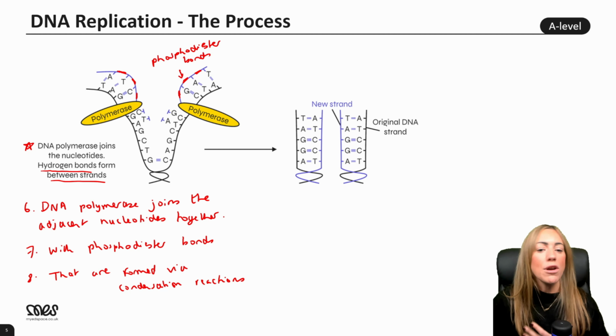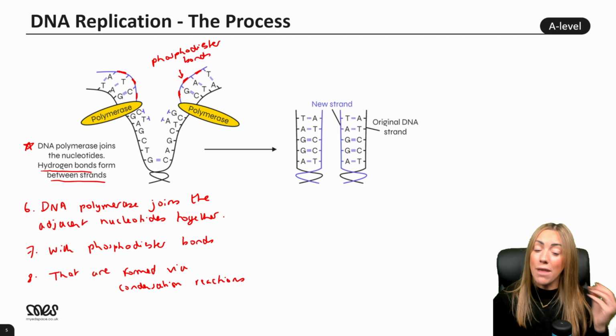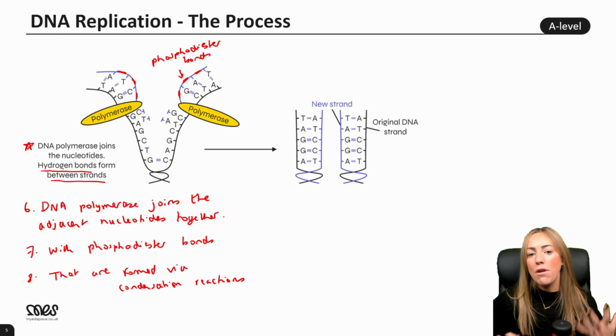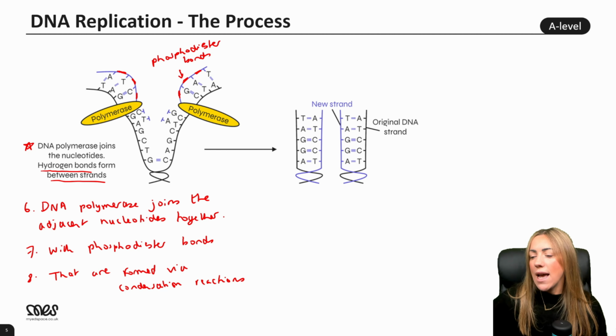So the process is now pretty much complete. That's the amount of detail that you need for A-level biology. So don't worry about learning anything extra that your teacher may have taught you, if you're just at A-level.